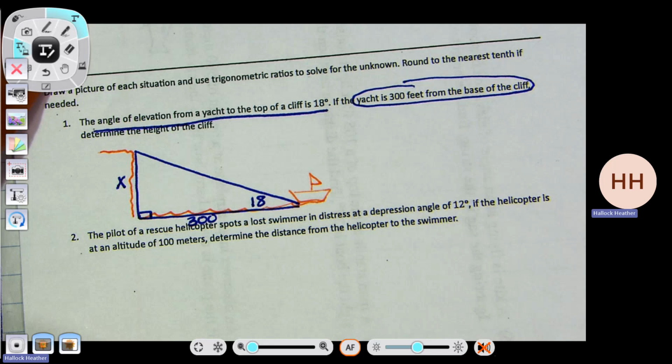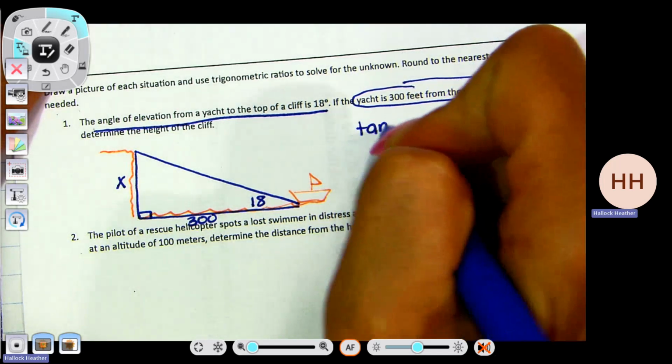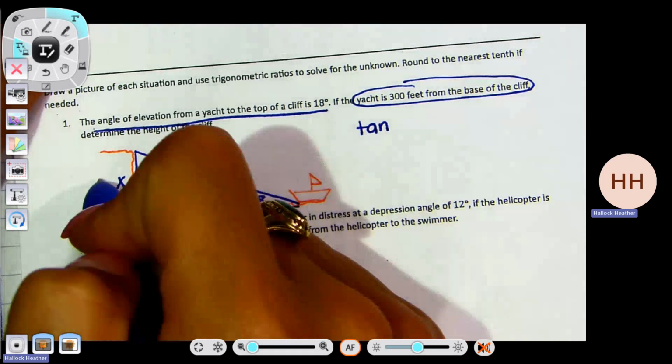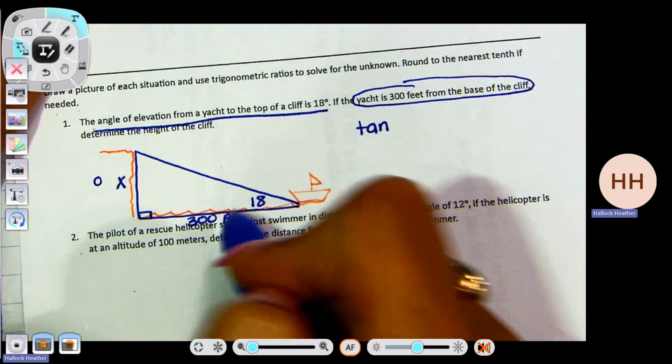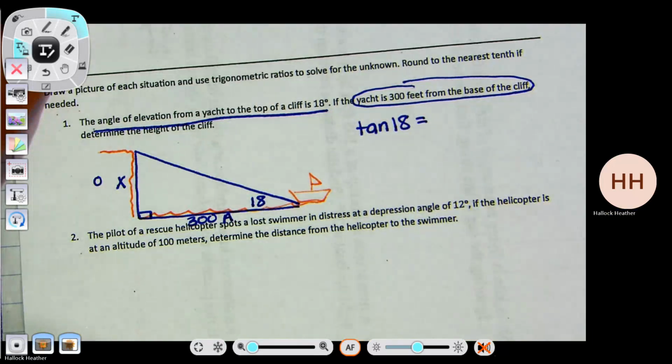Is this sine, cosine, or tangent? This is tangent, because I do not have a hypotenuse. I have an opposite and I have an adjacent. So tan of 18 equals opposite over adjacent. So it's the fraction 300 over x or x over 300?